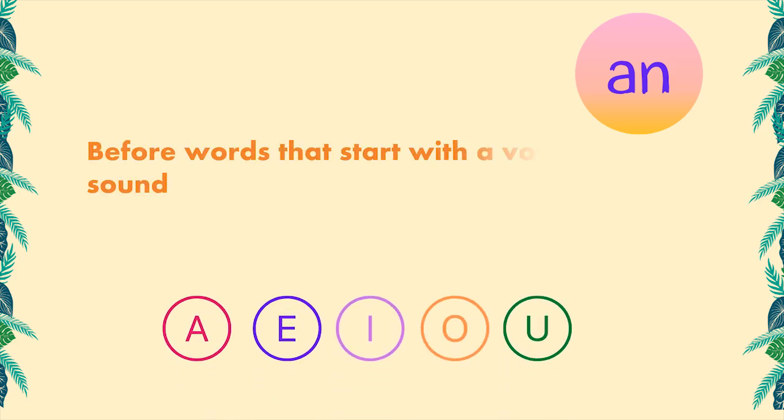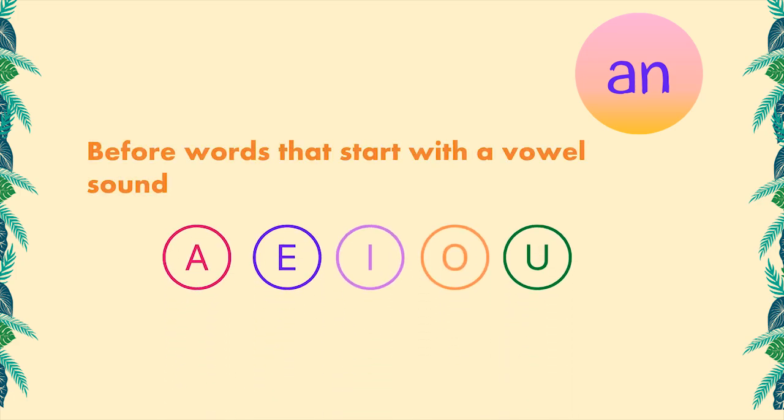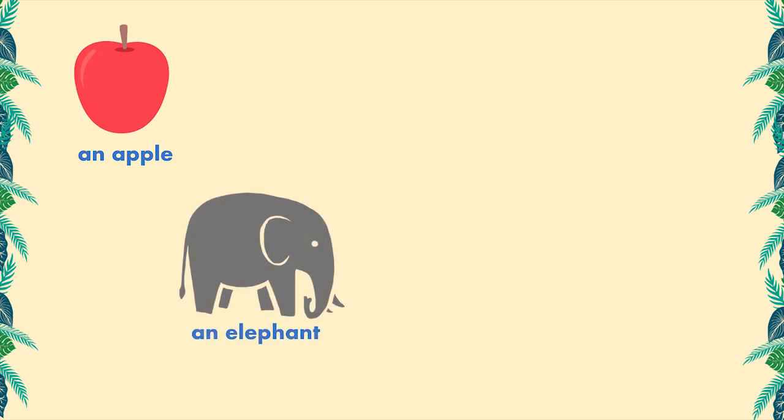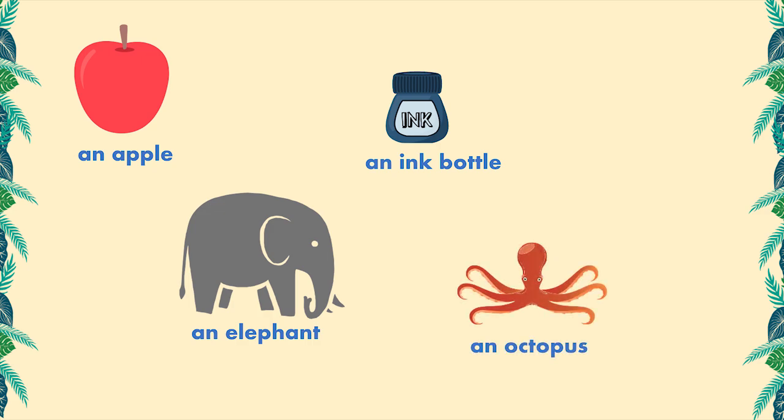When do we use the article an? Before words that start with a vowel sound. That means before words that start with the vowel sounds a, e, i, o, or u, we use this article an. Let's learn this with some examples. An apple, an elephant, an ink bottle, an octopus, an umbrella.